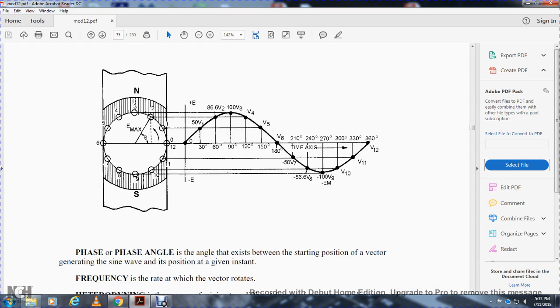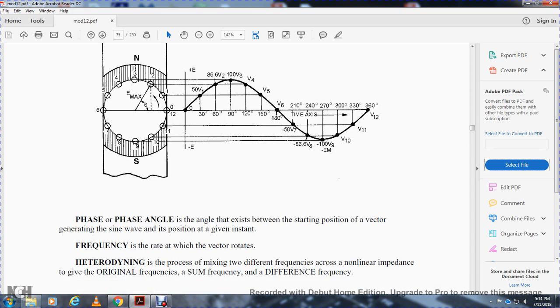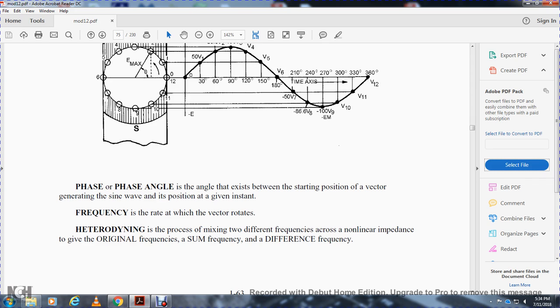This shows the phase and phase angle, the angle that exists between the starting position of the vector generated and the sine wave position at a given instant. Frequency is the rate at which the vector rotates. Heterodyne is the process of mixing two different frequencies, producing the original frequencies, the sum of the frequencies, and the difference of the frequencies.